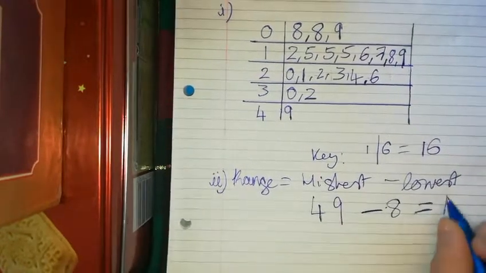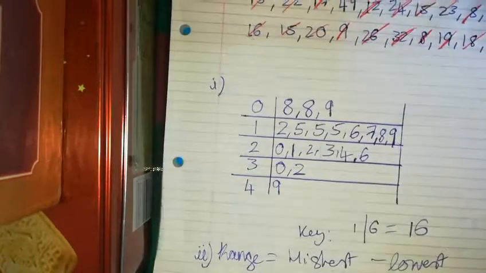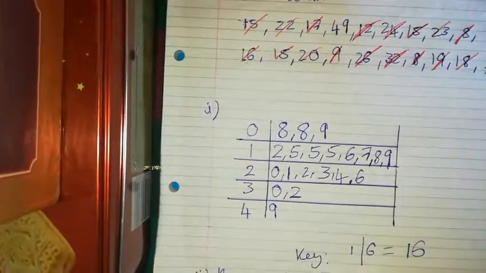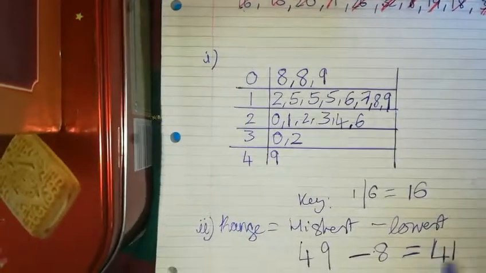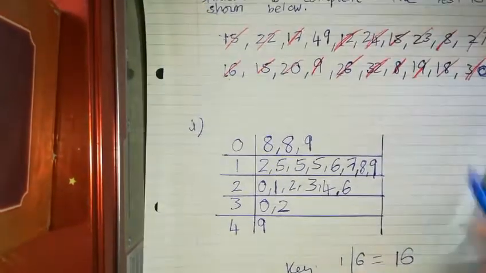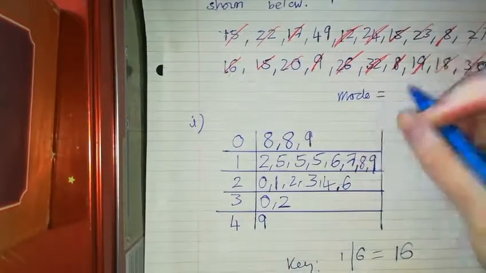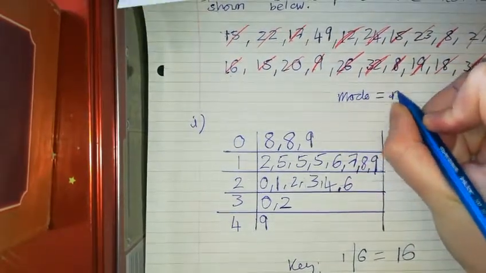So my range of my data is going to be 41. So that is the range. So the range is always the highest minus the lowest value. And then the next part it asks us to do is find the mode of the data. So the mode is going to be the value that occurs most often. Mode equals occurs most often.